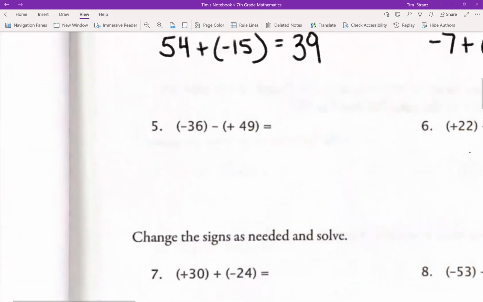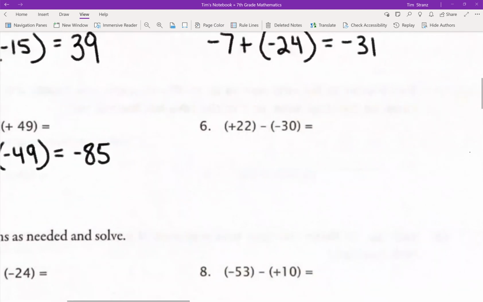Okay, and then number 5, we have a negative 36. Again, we're going to flip the signs. So it's a plus a negative 49. Again, that negative number is going to become bigger. So you got negative 36 plus 49. You're going to have a negative 85.